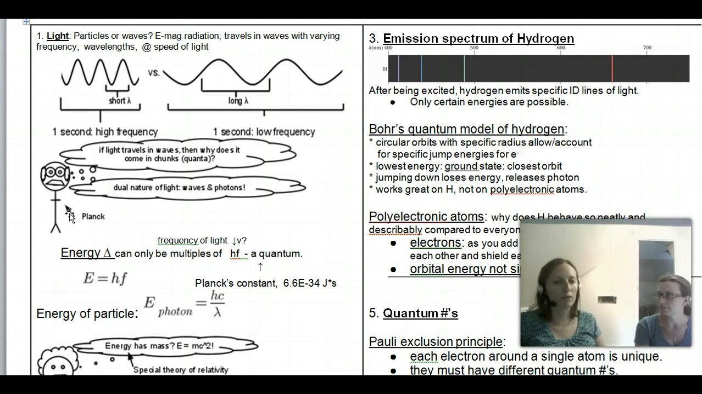So he thought about that for a while, and even though they had pretty good evidence that light had a lot of wave-like properties, he said, well, but if light is traveling in waves, why does it come in chunks? And he named the chunks quanta. One of them is a quantum. And so Planck's conclusion was that light has a dual nature. It behaves as waves, and it can also behave as photons, and it depends on the situation you put the light in as to which one it's going to exhibit, what kind of properties it's going to exhibit.